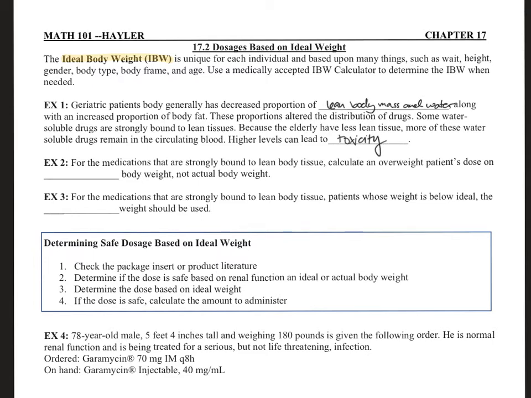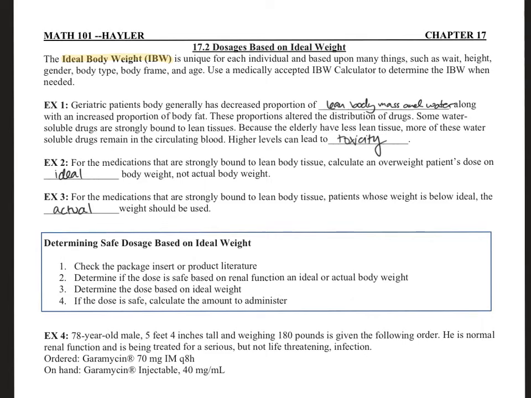For the medications that are strongly bound to lean body tissue, calculate an overweight patient's dose based on ideal body weight, not actual body weight. For the medications that are strongly bound to lean body tissue, for patients whose weight is below ideal, the actual weight should be used.